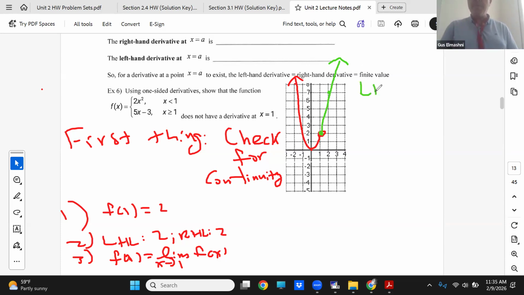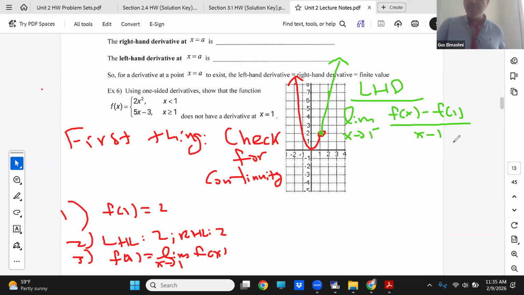But here's what we're going to do. For the left-hand derivative, you want to take the limit as x approaches 1 from the left side of f of x minus f of 1, all over x minus 1. Well, if I'm approaching 1 from the left side, right? If you think about it, first of all, what's f of 1? 2, right?